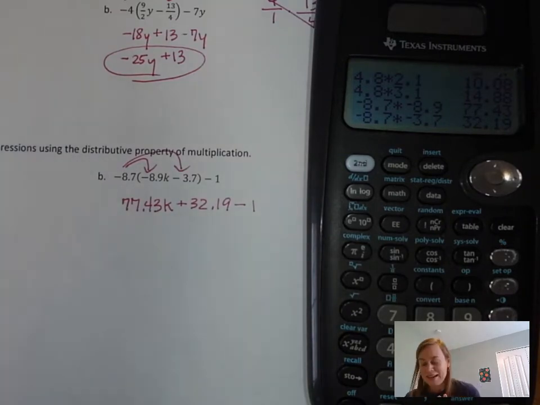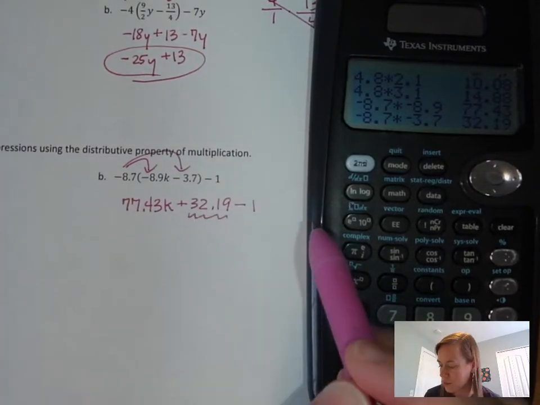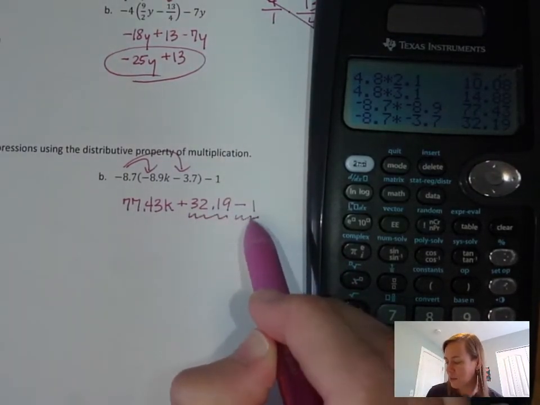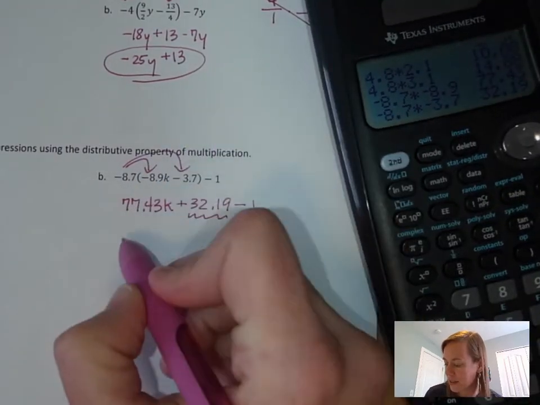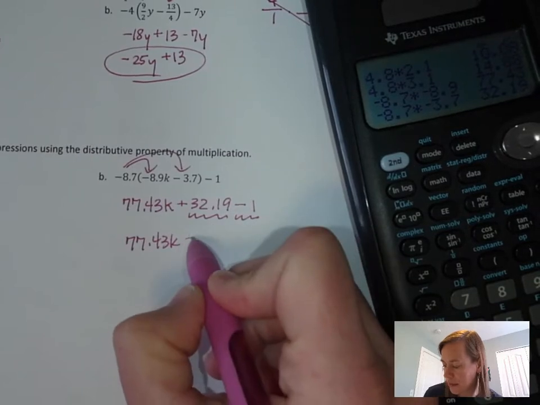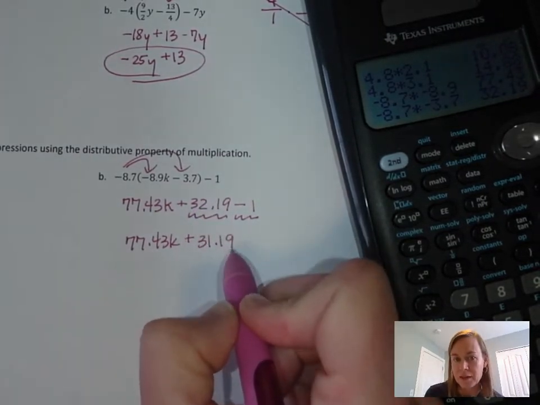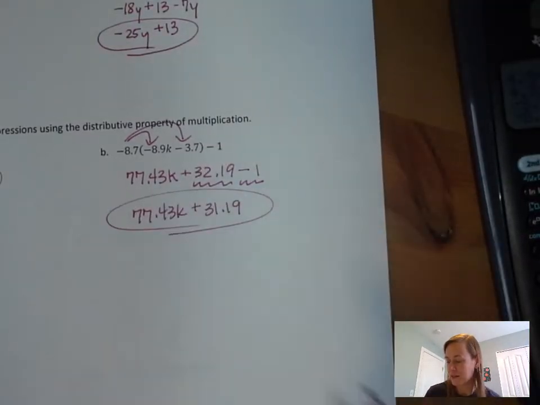Okay, now can we simplify this anymore? Yeah, we've got two constants here. We got 32.19 and we have minus 1. So I'm just going to subtract 1 from that, which I think I can do in my head. So we're going to have 77.43k plus 31.19. And that is our final answer.